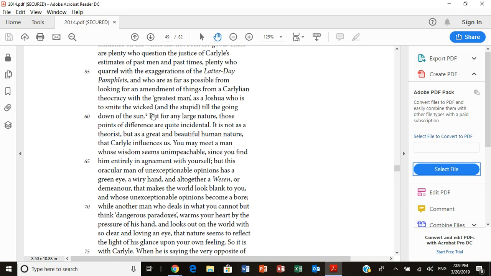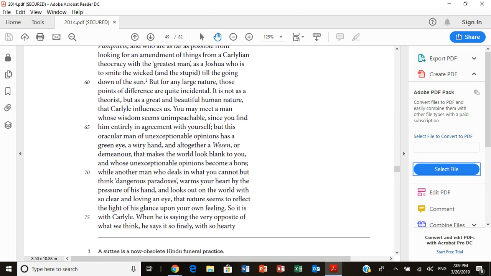Well, I don't know this allusion, but you get a gloss on it. There are plenty who are not looking to Carlyle to show them what a good theocracy would do. All right, given there are plenty of people who don't like some specific things, and again, we get this constant contrast in the writing. Oh yeah, this is true, but then this is true. But for any large nature, those points of difference are quite incidental. What does she mean by that? It is not as a theorist. Oh, but here is what is really important about Carlyle.